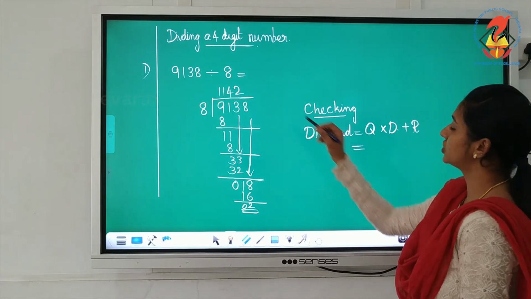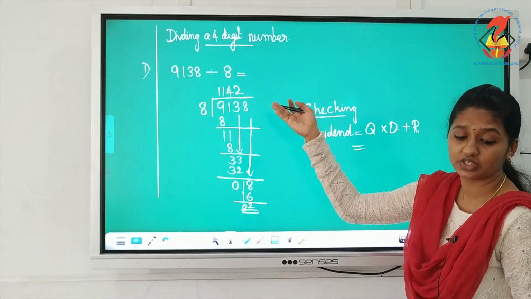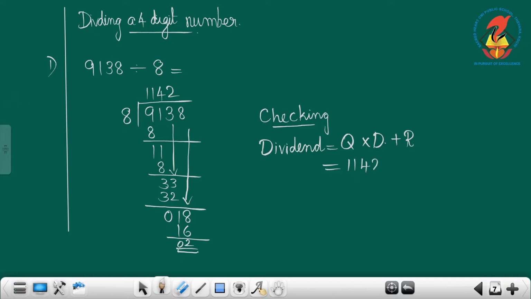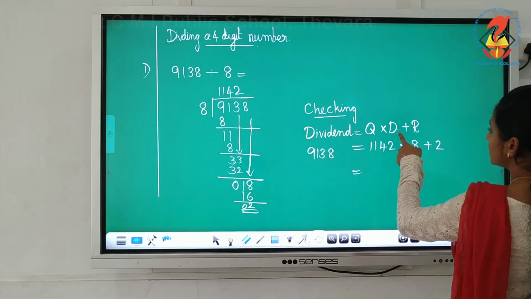Here what is the quotient? That means the answer in the division is called quotient. That means 1142 multiplied by, what is the divisor here? 8 is the divisor plus the remainder is 2. Dividend is 9138. Okay. So after this calculation we want to give, so dividend is equal to quotient into divisor plus remainder.